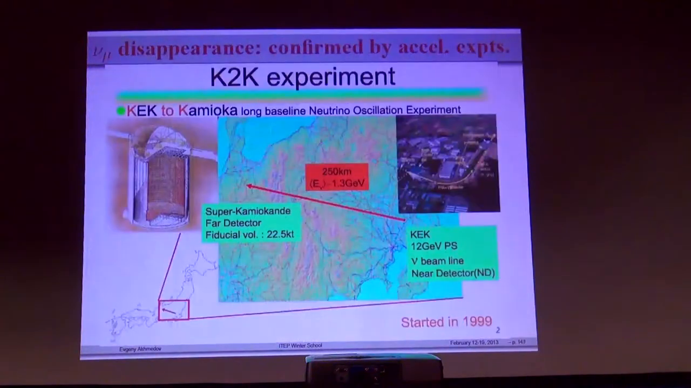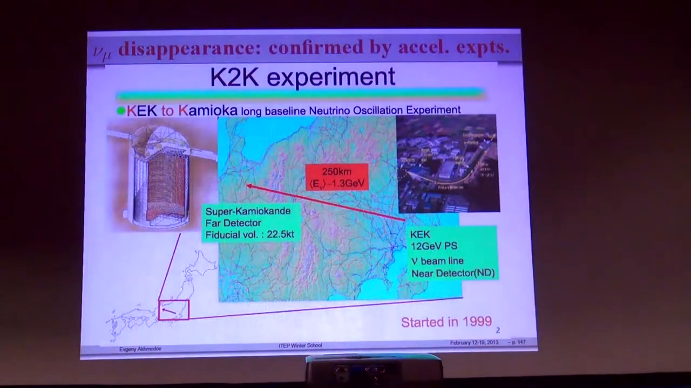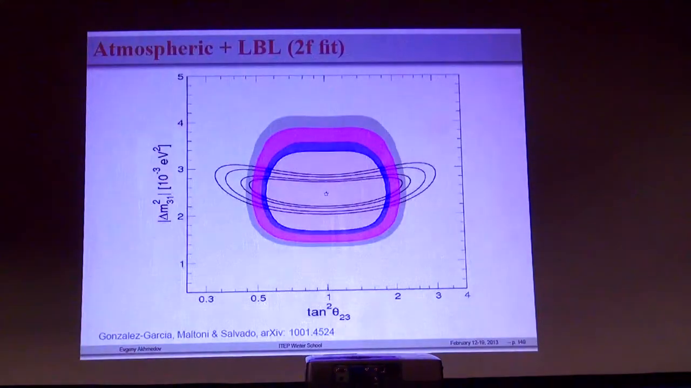Okay, let me skip this. And the oscillations of atmospheric neutrinos, which produce some values of delta m squared and mixing angle from the analysis of this data, were confirmed directly by the experiments with accelerator neutrinos, which gave the confirmation.